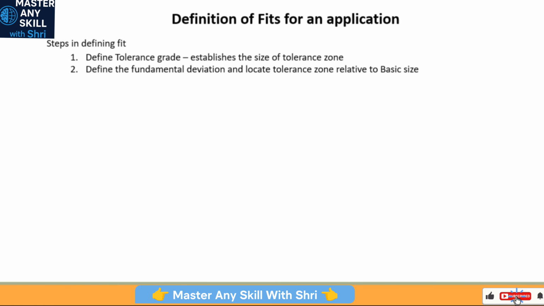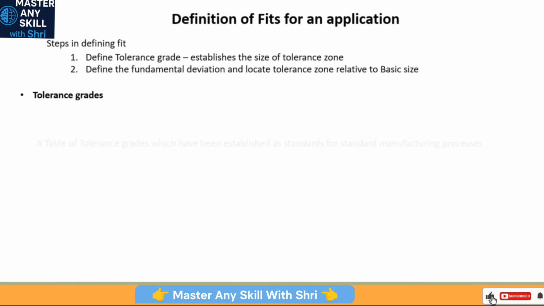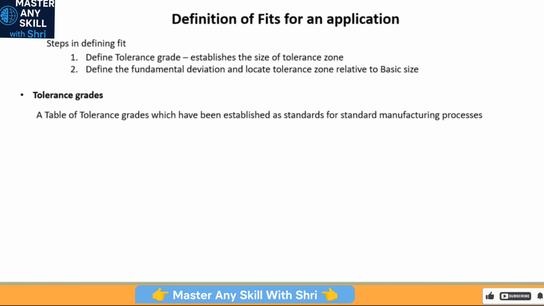So the basic steps involved are to first define the tolerance grade. So this establishes the size of the tolerance zone. And the second step is to define the fundamental deviation which locates the tolerance zone relative to the basic size. We'll understand this also along with multiple examples to drive home the point. So what are tolerance grades? Tolerance grades are basically a table of tolerance values which have been established as standards for standard manufacturing processes for various nominal values of dimensions.